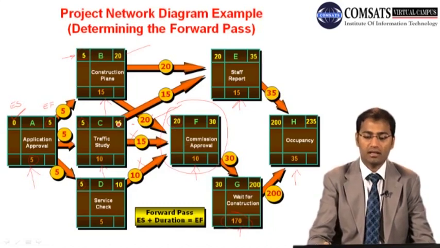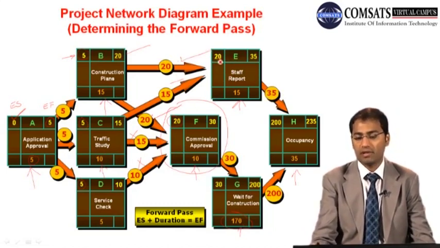And for that E activity, we are having this 20 and 15. So we will consider 20, and hence 20 plus 15 is 35, 20 plus 10 is 30, and 30 will go over there, early start of the next. 30 plus 170 is 200 over there, and 35. Now this is sending 200 and this is sending 35.